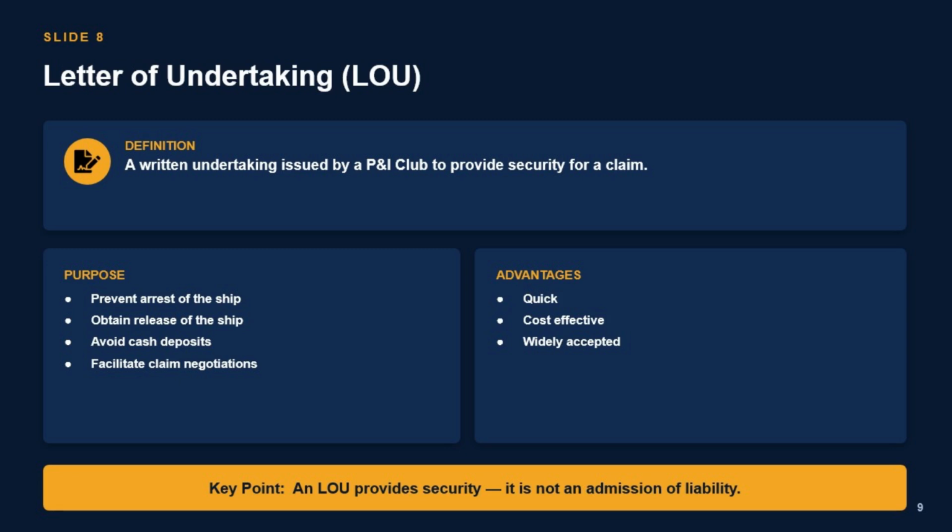The main advantage of an LOU is that it usually allows the ship to continue trading without having to deposit a large amount of cash or arrange a costly bank guarantee. This saves both time and money while protecting the interests of all parties involved. A very important point to remember is that an LOU is not an admission of liability. It is simply a financial guarantee that enables the claim to be handled without unnecessarily delaying the vessel.